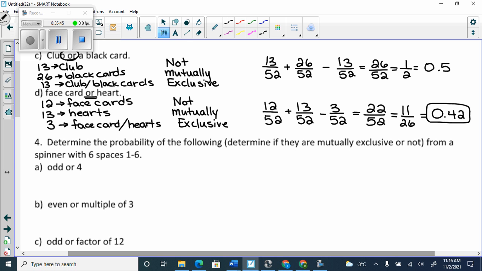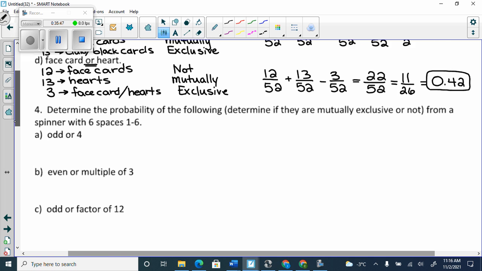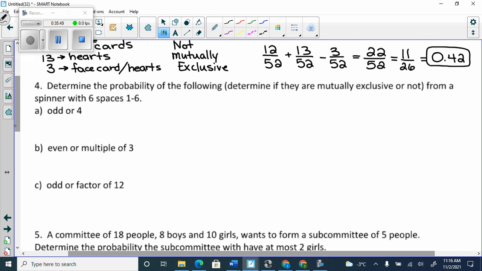Okay, we're going to look at spinner questions. Determine the probability of the following. Determine if they're mutually exclusive or not. How do we know to check? Or. Probability of this or this. Probability of this or this. Probability of this or this. Right?